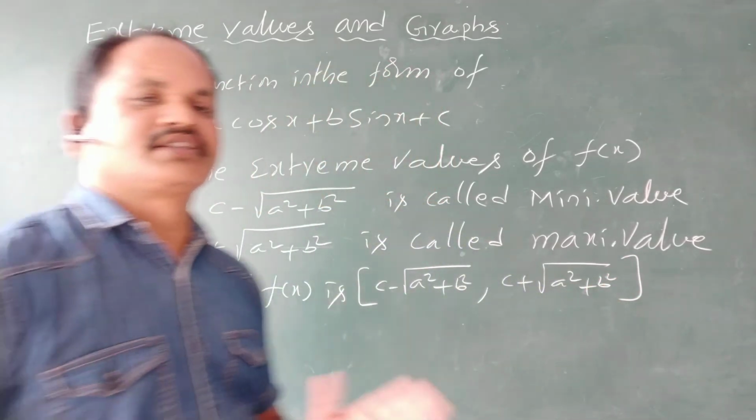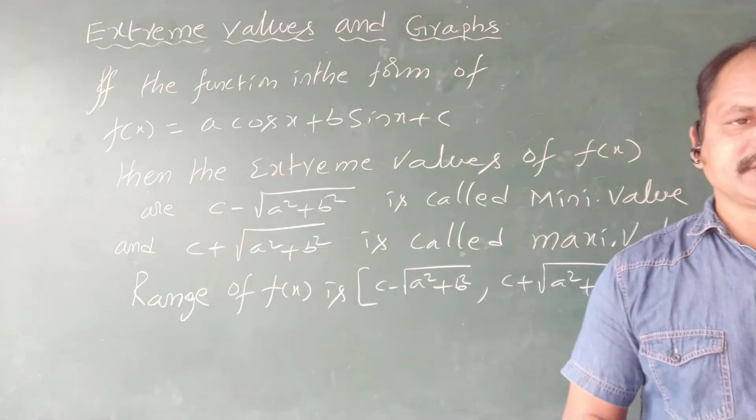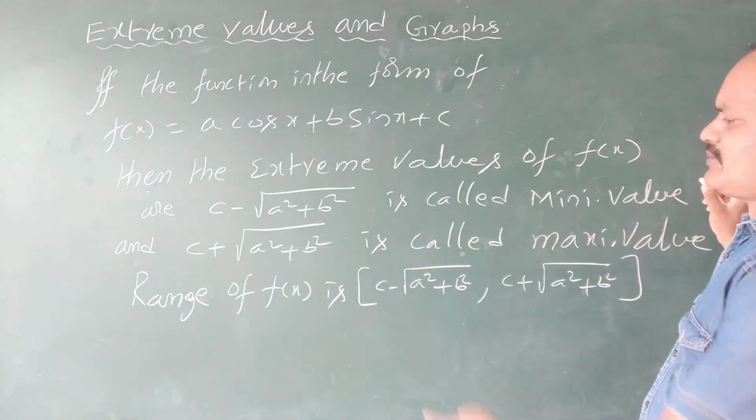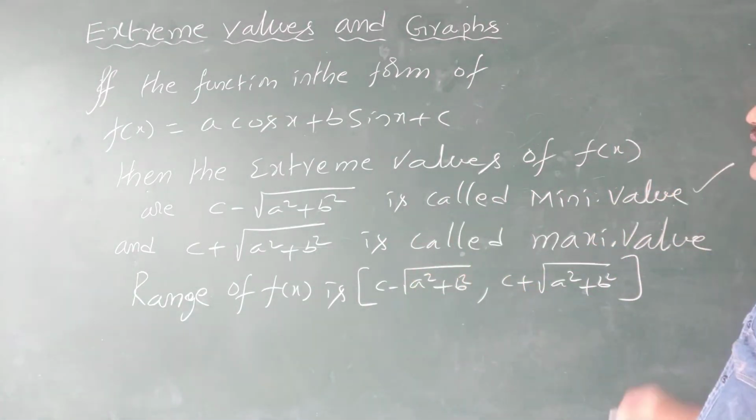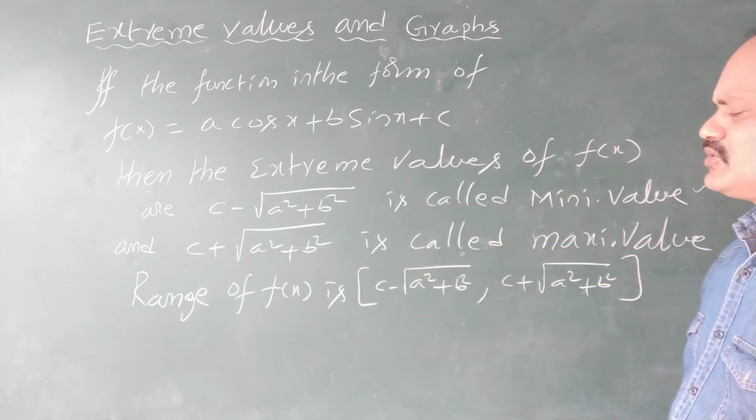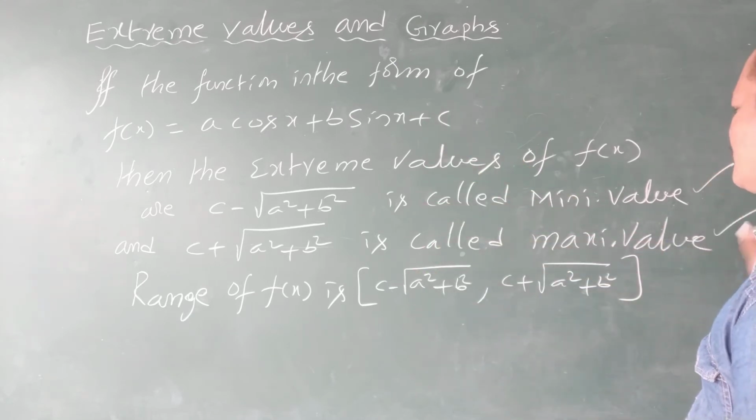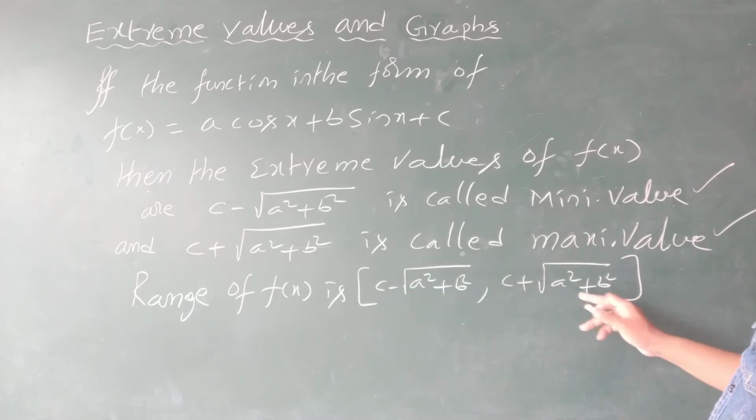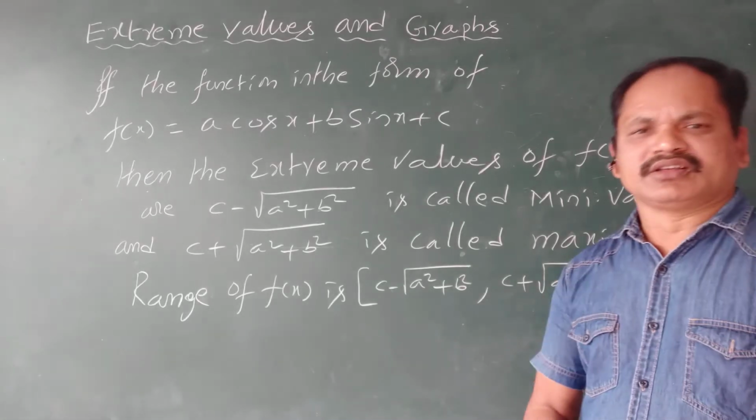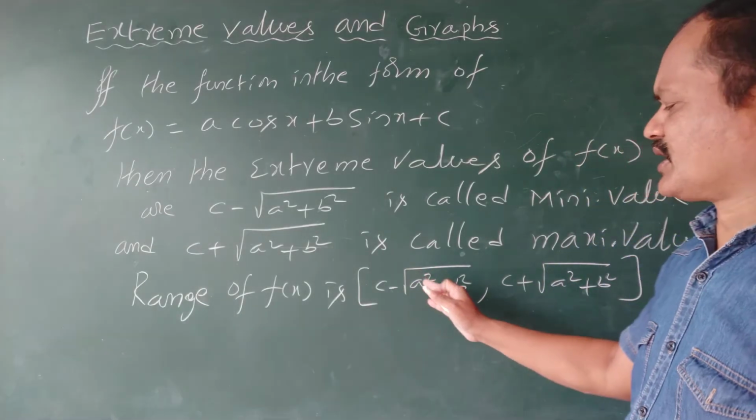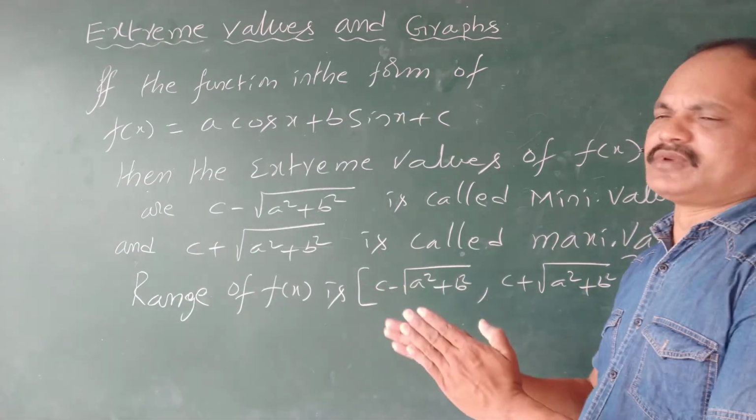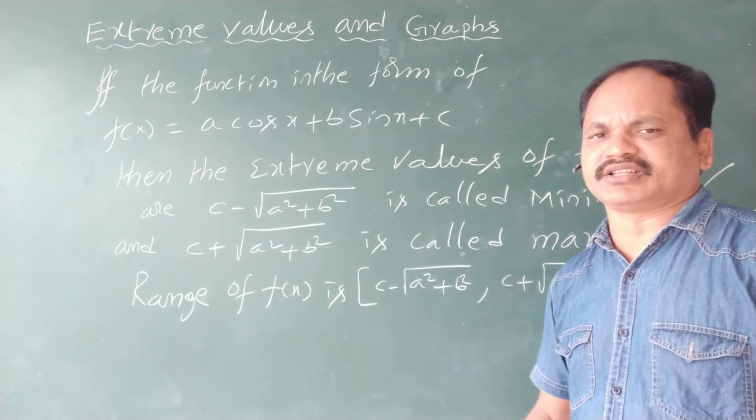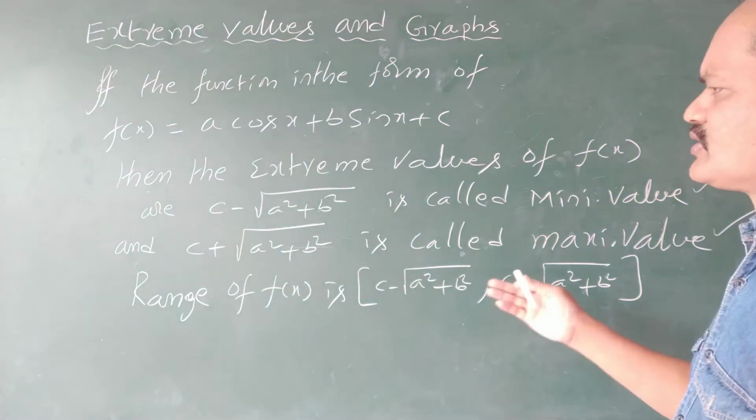That's why if the function is in the form f of x is equal to a cos x plus b sin x plus c, then the extreme values are: c minus root a square plus b square is the minimum value of the function f of x, and c plus root of a square plus b square is the maximum value. Now the range of the function f of x is closed c minus root a square plus b square comma c plus root a square plus b square. That's all. So this is the range. Range means minimum to maximum. Closed minimum to maximum is nothing but range. That's all. Now we are going to do the questions on this concept.